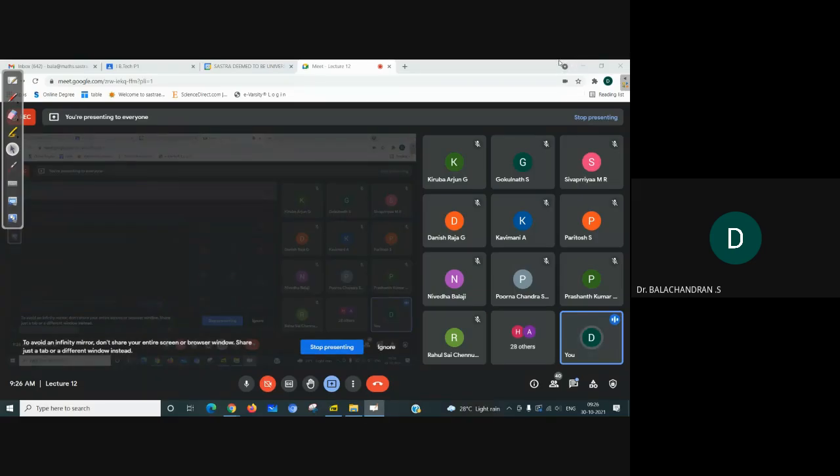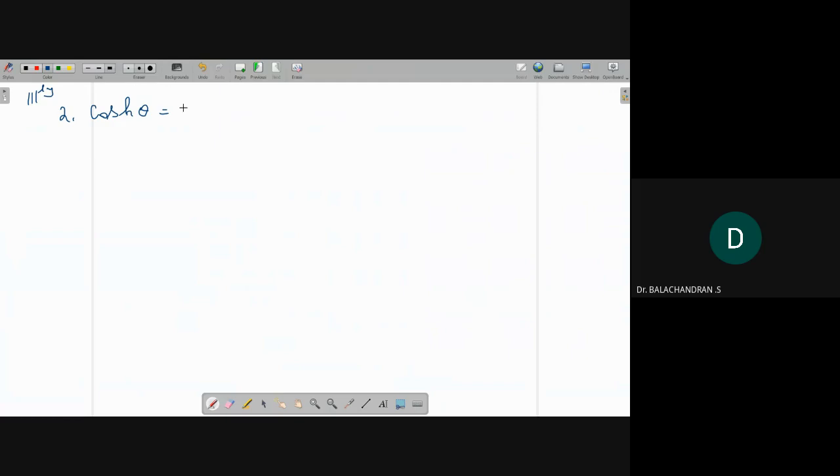Look at the previous equation and add those two, and then tell what is the answer. Half into 2, plus 2 theta square by 2 factorial, plus 2 theta power 4 by 4 factorial, plus 2 theta power 6 by 6 factorial, and so on. If you take 2 common, what is the final answer from this now?